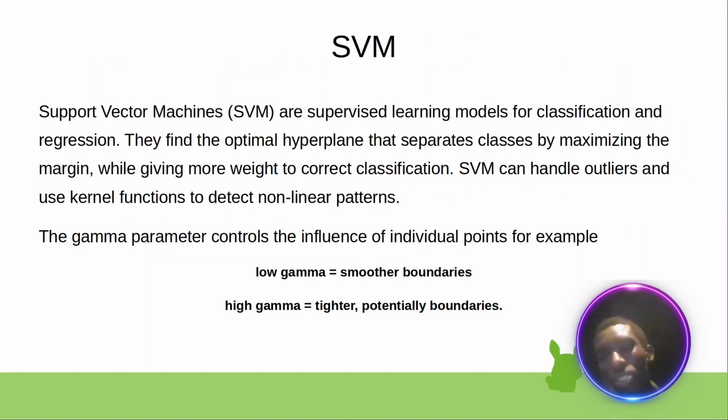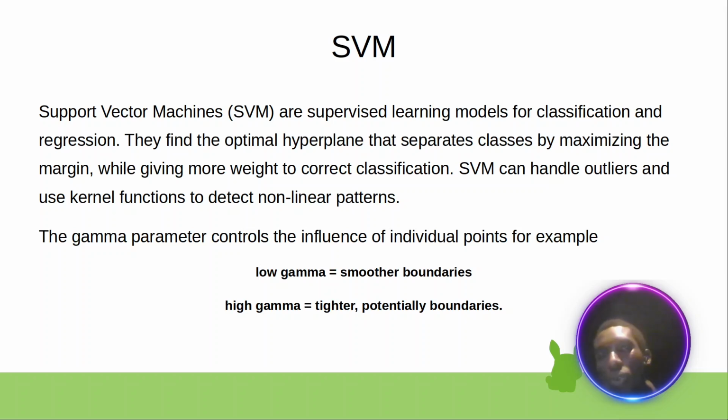Then next we go into SVM. SVM is a supervised learning model for classification and regression. It finds the optimal hyperplane that separates classes by maximizing the margins. Unfortunately, I wasn't able to put an illustration here.